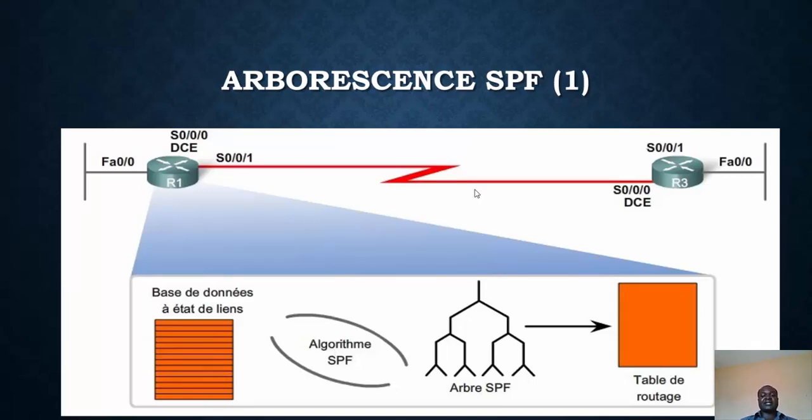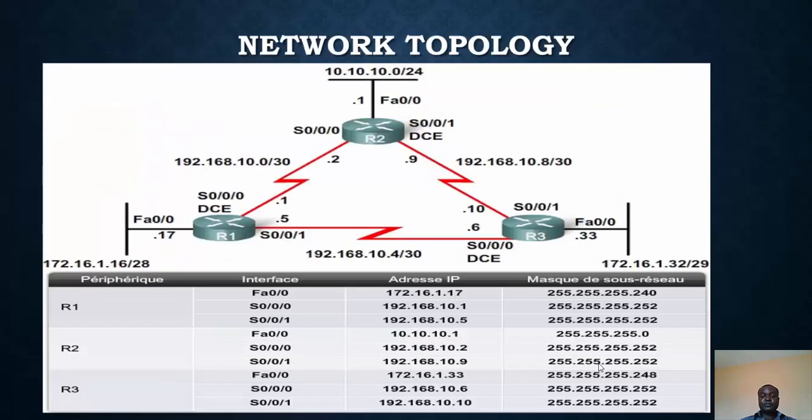Here we have those routers with their serial connectivity, router 1 and router 2, and here we have the link state database. That is the representation of the database of link state, and here we have the shortest path first algorithm, and we have what we call the spanning tree, the shortest path tree. And we have the routing table here.